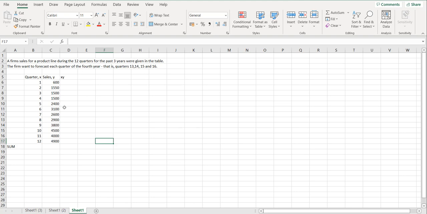16. So now we should calculate the forecast for quarters 13, 14, 15 and 16. But before we can start to do that, we need to develop the linear regression equation for this problem. So let me show you how.